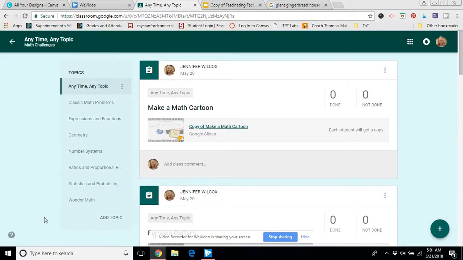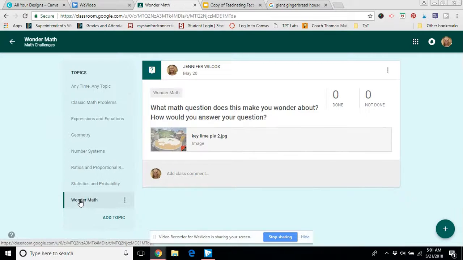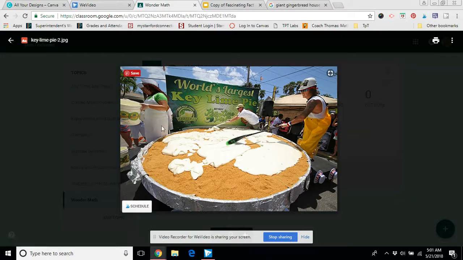And then the last topic I'm going to show you is what I call Wonder Math. And this one cracks me up, and I love this. It is very simple. For this one, I actually created a question: What math question does this make you wonder about? And how would you answer the question? I just did a Google search to find a picture that I thought was interesting. I think I searched for world's biggest pie here, and you can see this huge key lime pie. I just found a Google image.